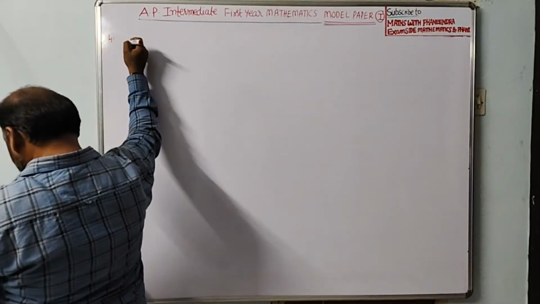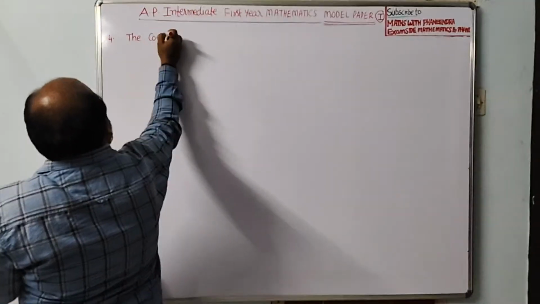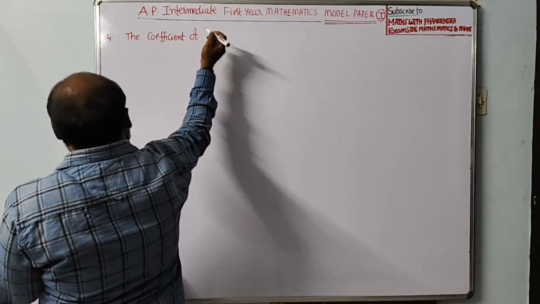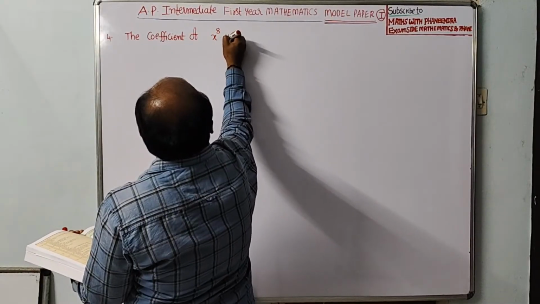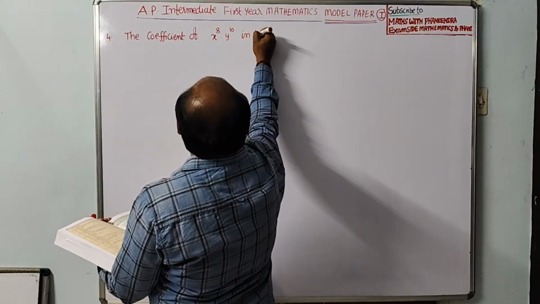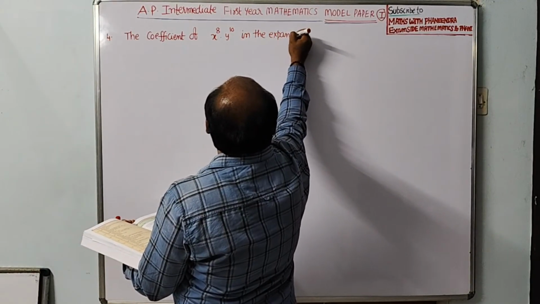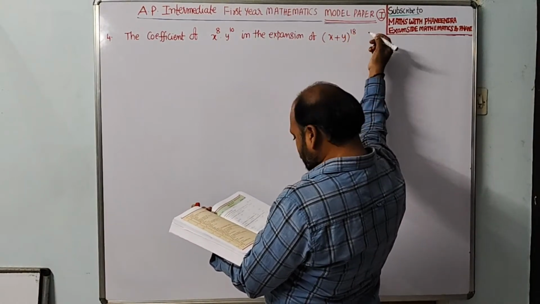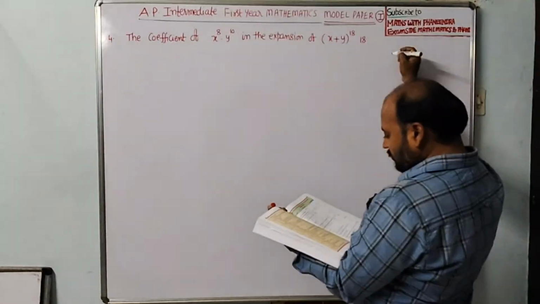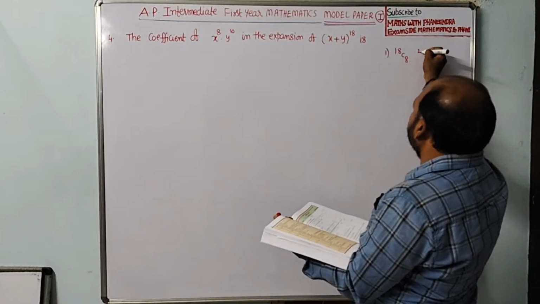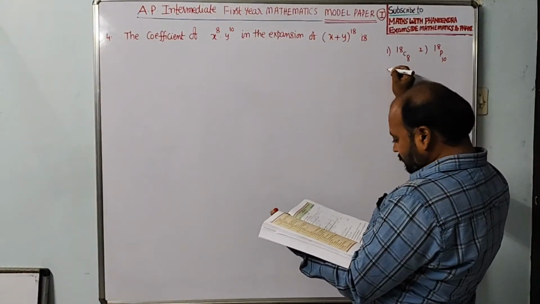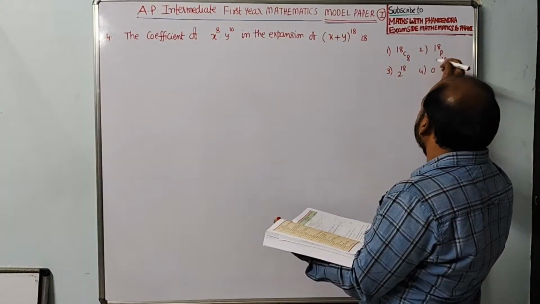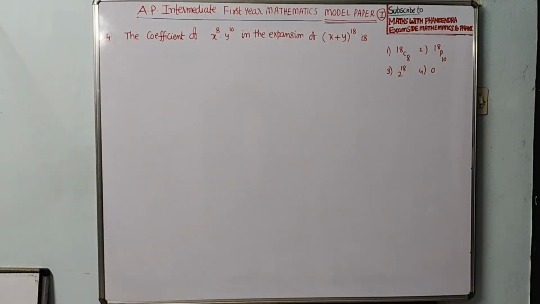So the question number 4. The coefficient of x power 8 into y power 10 in the expansion of (x plus y) whole power 18 is: first option 18C8, second option 18P10, third option 2 power 18, fourth option 0. So in what way will we get the answer? Did any of you try to make a comment, dear students?